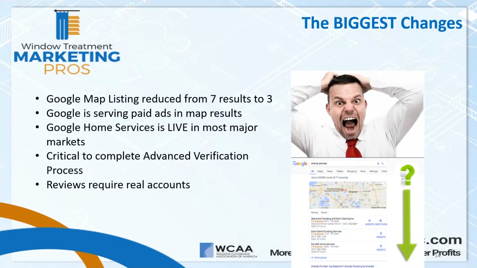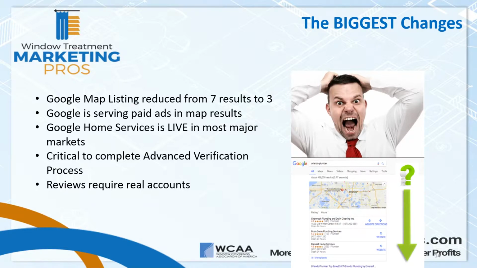So let's talk about some of the biggest changes to the Google Maps system. It's changed many times over the years. It used to be called Google Places, and a bunch of different things. It also used to have 7 results. Now it's down to 3. And we just saw that in the Memphis example, that there's just 3 listings. There's the little map, and then there's 3 listings.